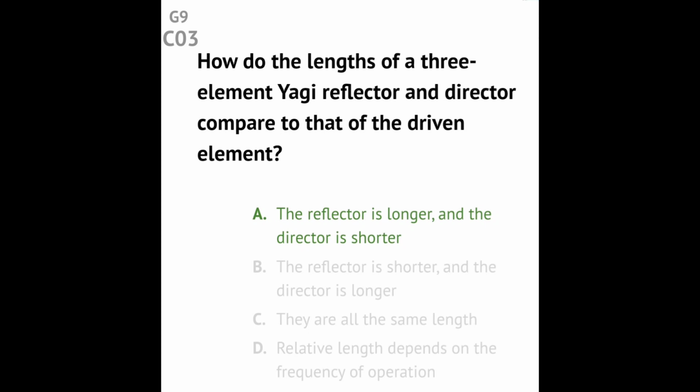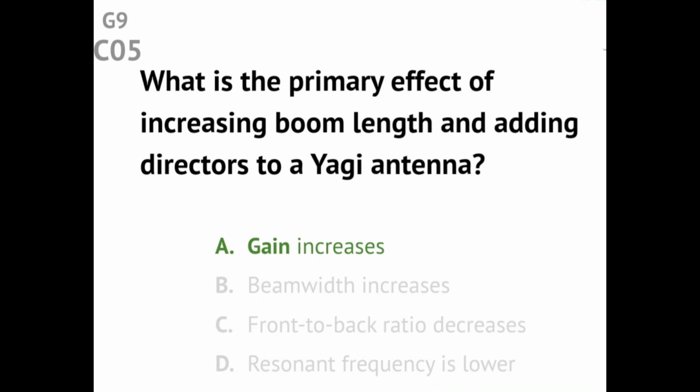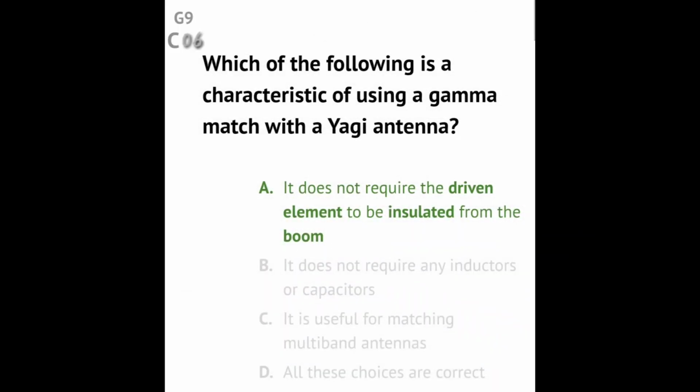Question G9C03. How do the lengths of a 3-element Yagi reflector and director compare to that of the driven element? Answer: the reflector is longer and the director is shorter. Question G9C04. How does antenna gain in dBi compare to gain stated in dBd for the same antenna? Answer: gain in dBi is 2.15 dB higher. Question G9C05. What is the primary effect of increasing boom length and adding directors to a Yagi antenna? Answer: gain increases.